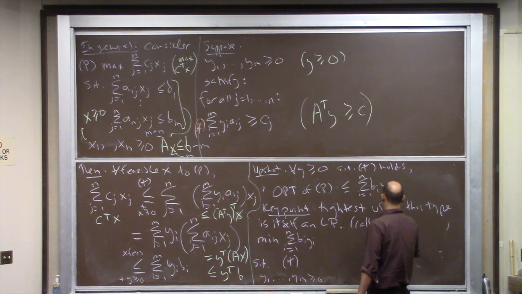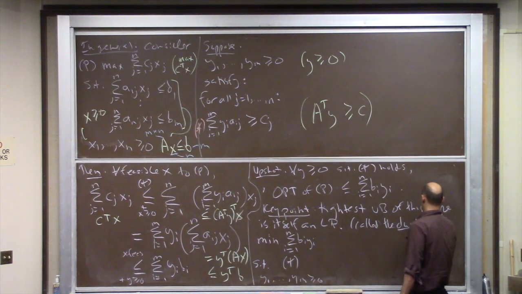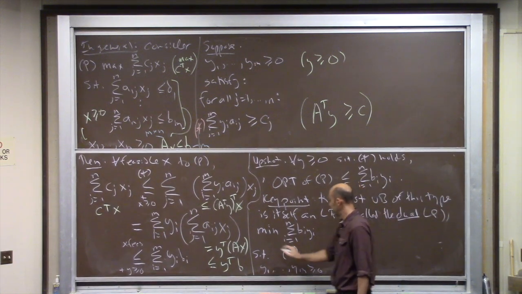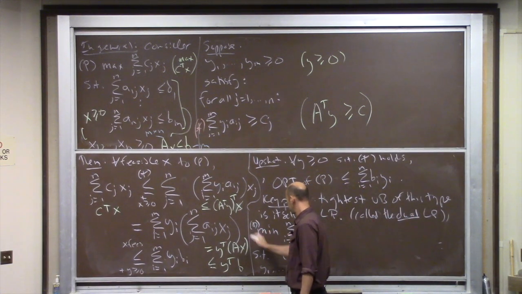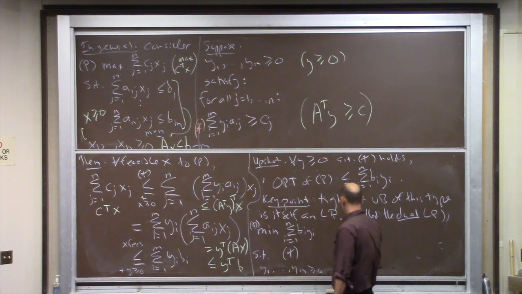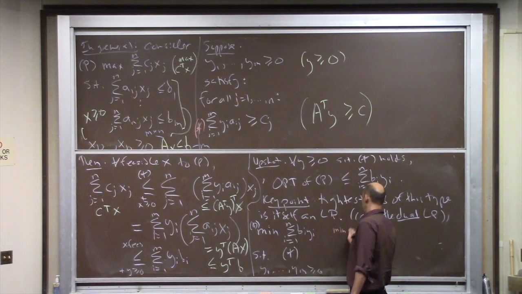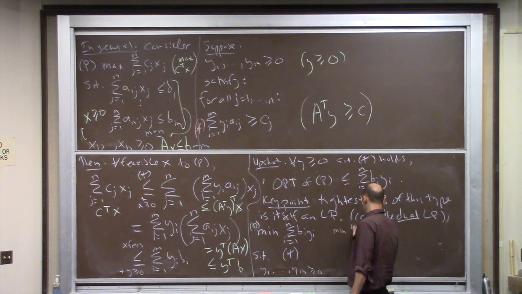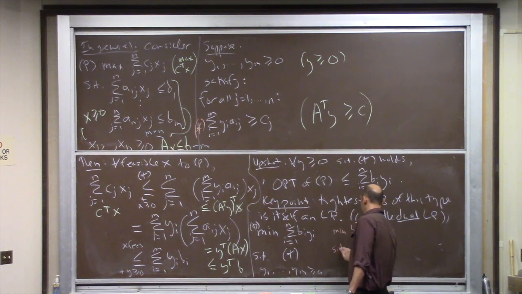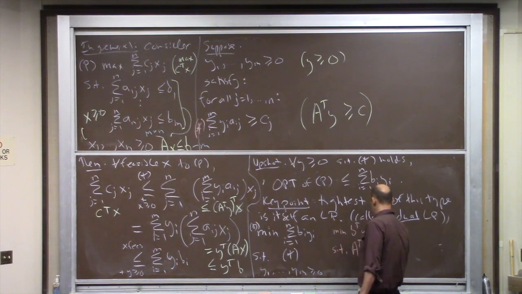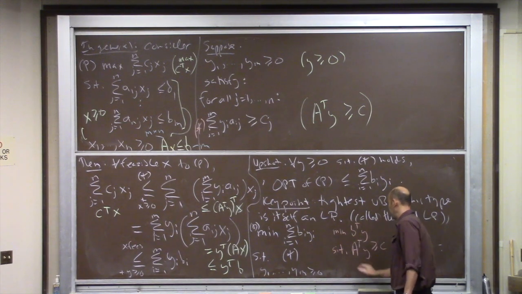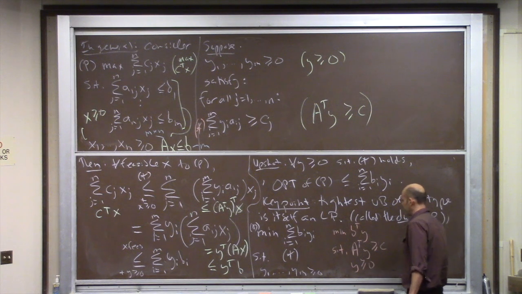So this is called the dual linear program. Okay? So D. And again, in matrix notation, what is this? You want to minimize B transpose Y, subject to A transpose Y dominates C, and Y non-negative. Okay?